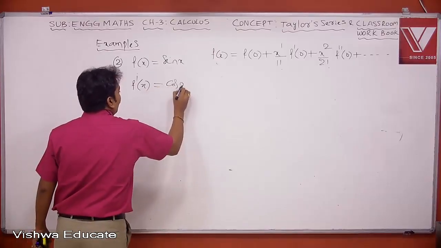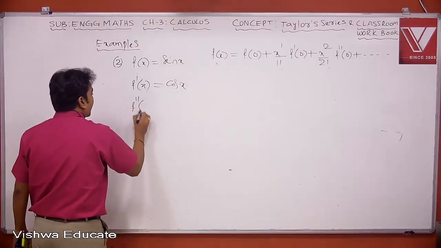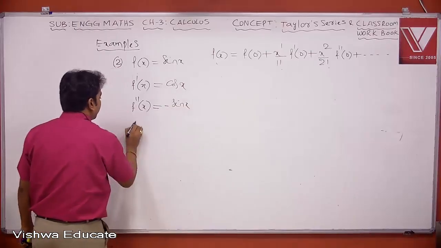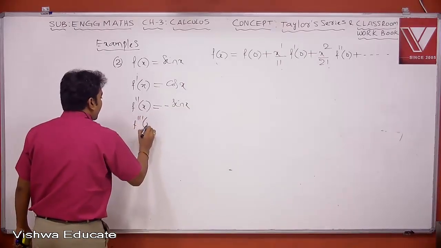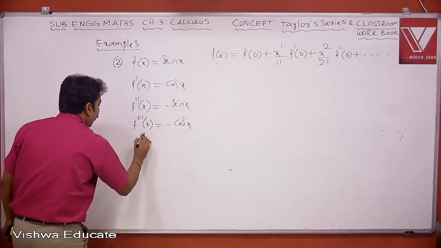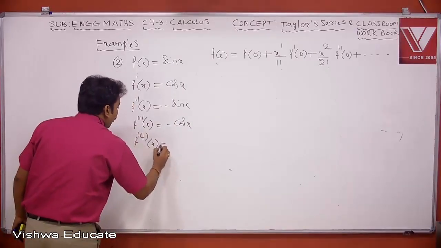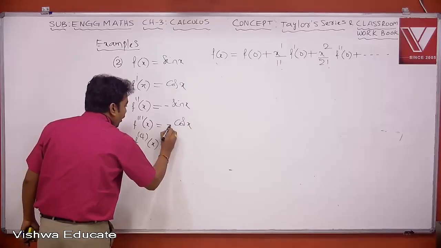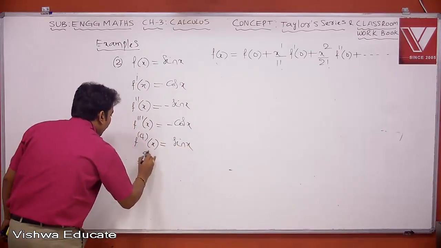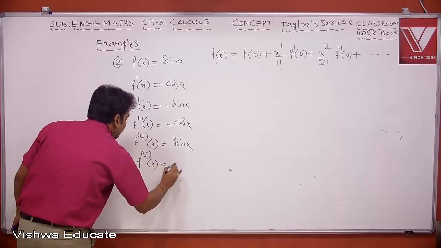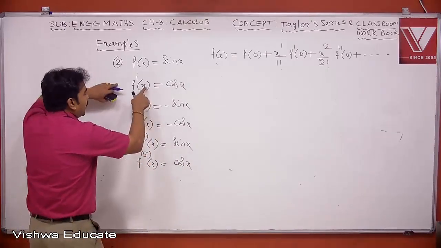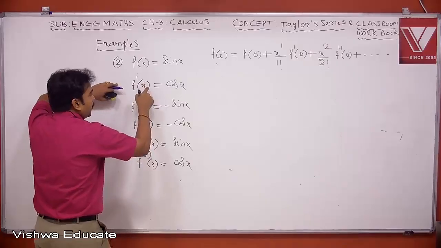f dash of x is cos x. Second derivative is minus sin x. Third derivative is minus cos x. Fourth derivative: the derivative of minus cos x is sin x. Now the fifth order derivative is cos x. But we need to replace x by 0.